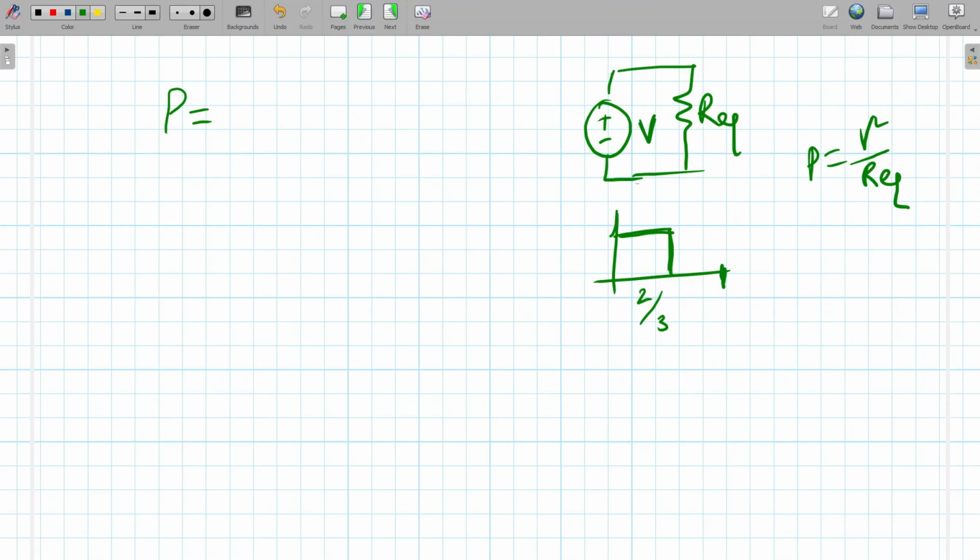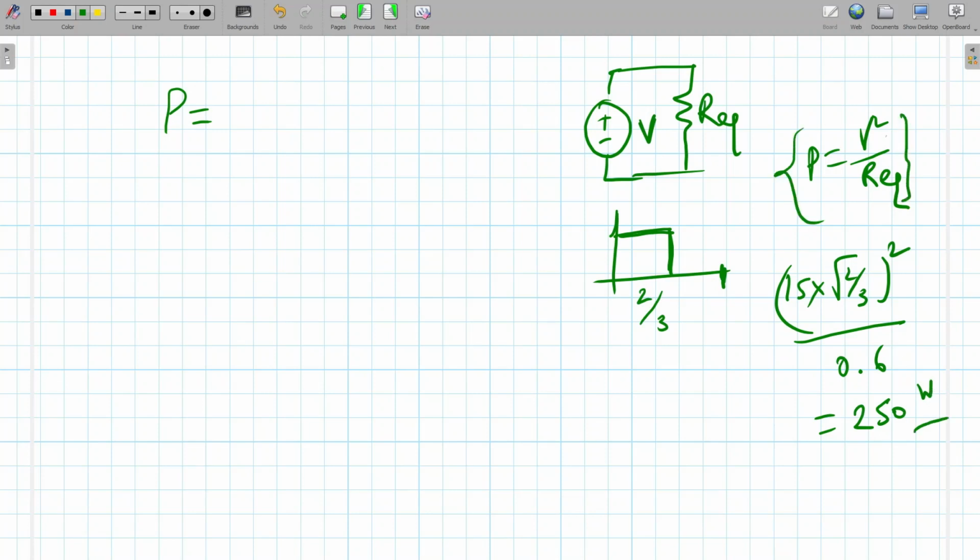So here, voltage RMS, how much are we getting? 15 into root 2 by 3. So if we divide this square by 0.6, we will get 250 watt. That's why equivalent resistance means it should draw the same amount of power as the load. It should draw 250 watt. Is it clear? Clear to all? Yes, sir.